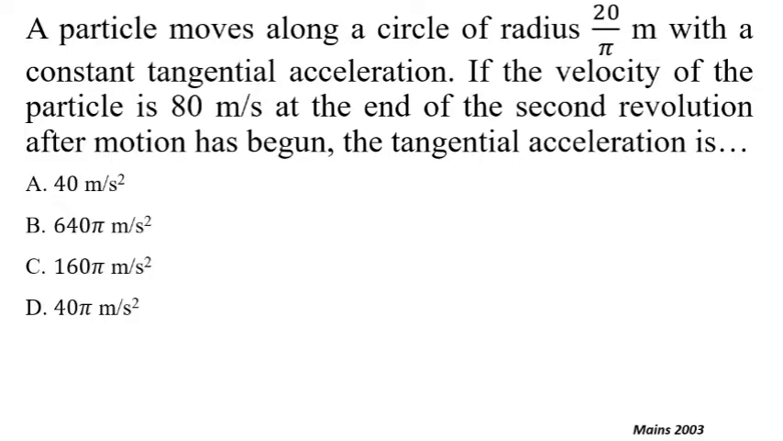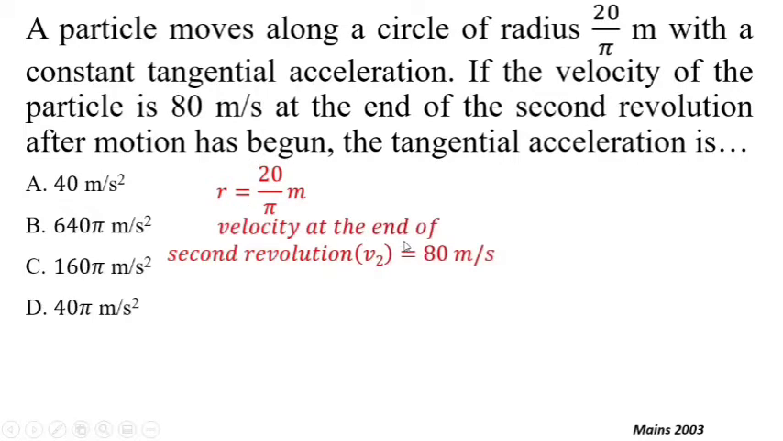A particle moves along a circle of radius 20 by pi meters with a constant tangential acceleration. That means this is the case of tangential acceleration and the radius is given. So r equal to 20 by pi meters, that is the radius. In the next statement it is given that the velocity of the particle is 80 meter per second at the end of the second revolution after motion has begun. So velocity at the end of the second revolution is 80 meter per second.